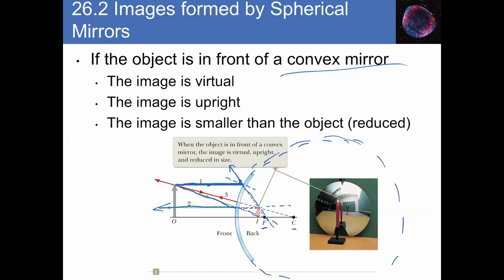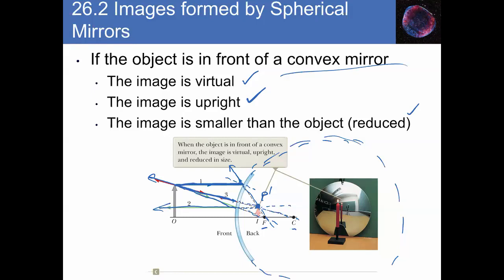Ray 3 has to go to the center, so it hits the mirror, and then we assume that virtually it does go through the center, and then reflects back. So you can see all those three converge to this point P prime. And it can then be used to find the image. Image is virtual because it's in the back of the mirror. Image is upright, and all virtual images are upright. And also it's smaller than the object. So the image is smaller than the object, and this will always be true for the convex mirror.